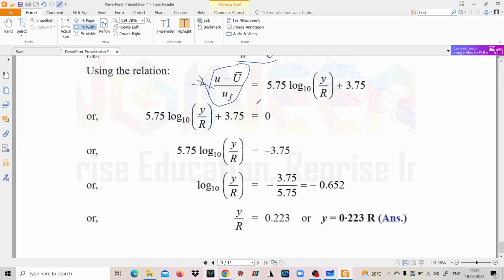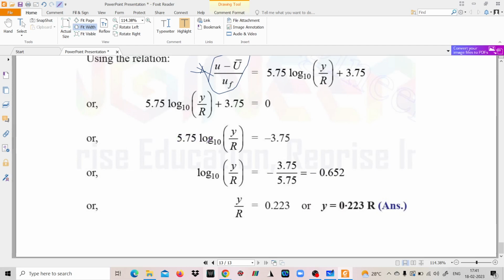So if this term becomes 0, 5.75 log to the base 10 y by r is equal to minus 3.75. And finally, if you bring 5.75 to the other side, log to the base 10 y by r is equal to minus 0.652. Now 10 to the power of minus 0.652 is equal to y by r. The value is 0.223. So y is equal to 0.223 times r.